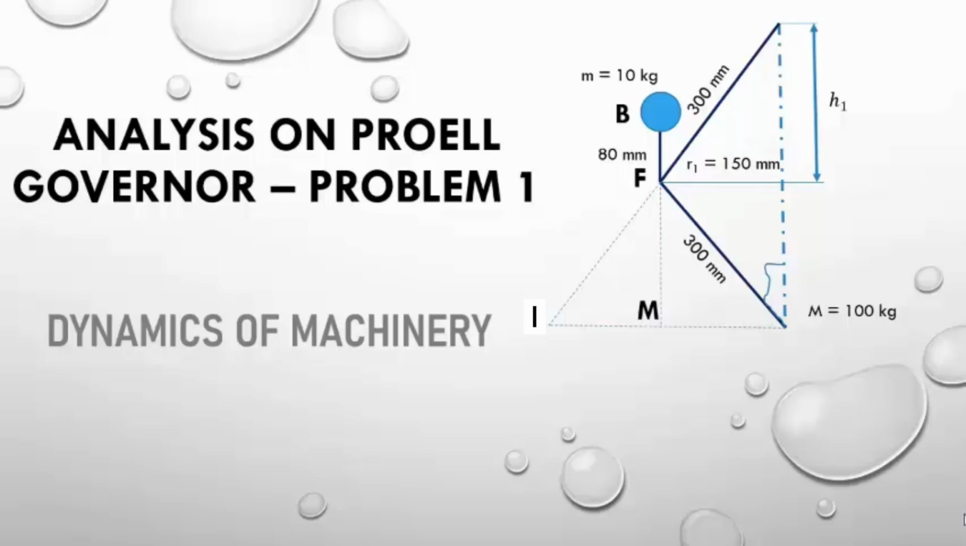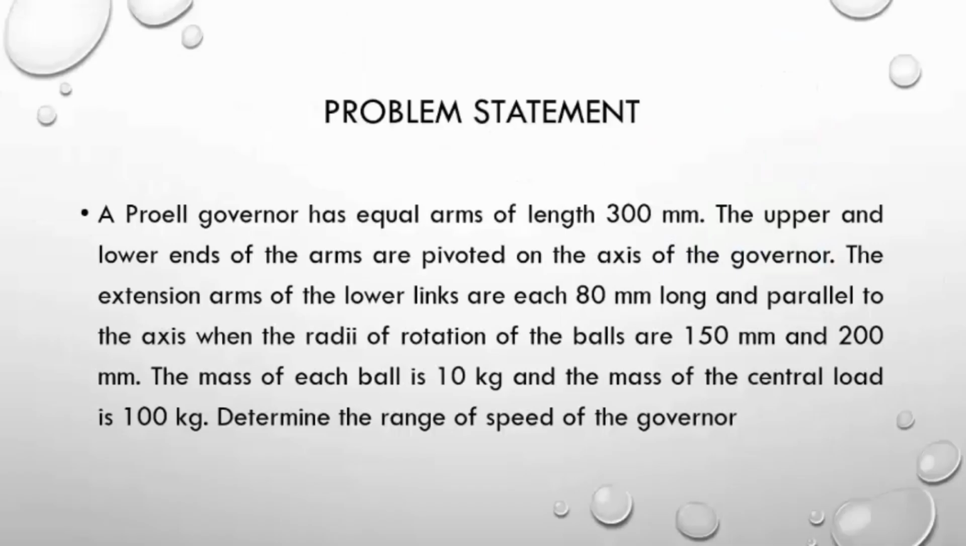Dear students, Proel governor is the simple modification of Porter governor. We are going to discuss a problem in this lecture related to the function of Proel governor. A Proel governor has equal arms of length 300 millimeter. The upper and lower ends of the arms are pivoted on the axis of the governor.